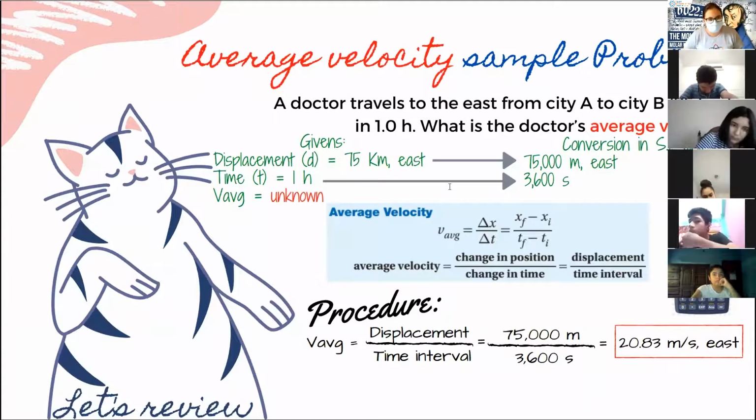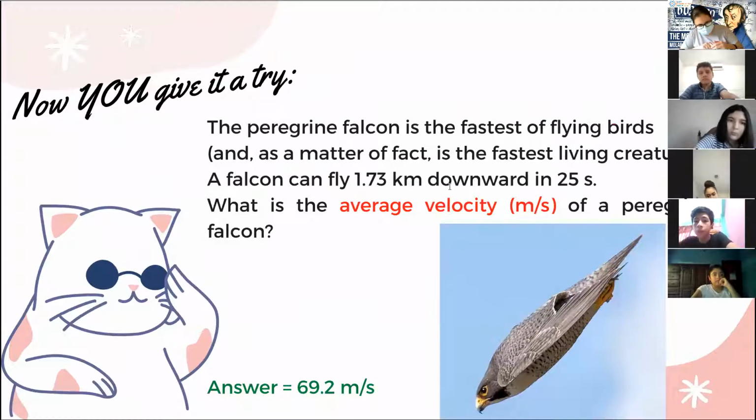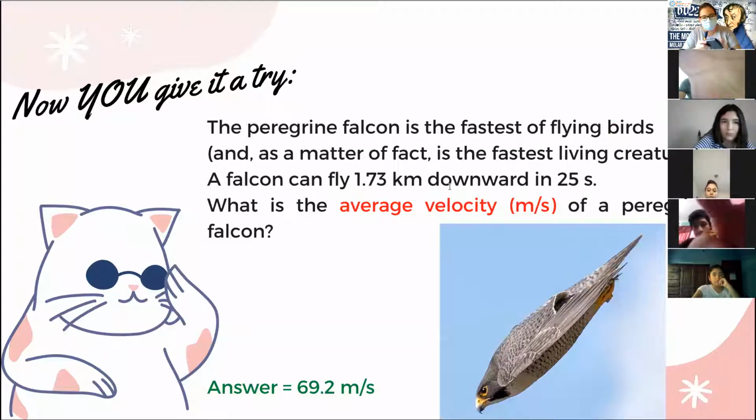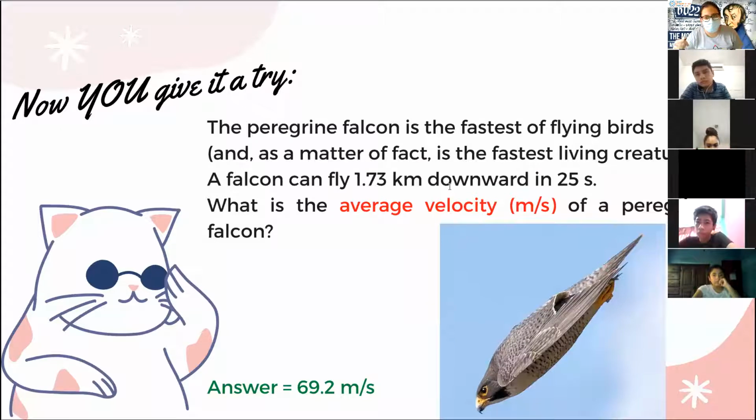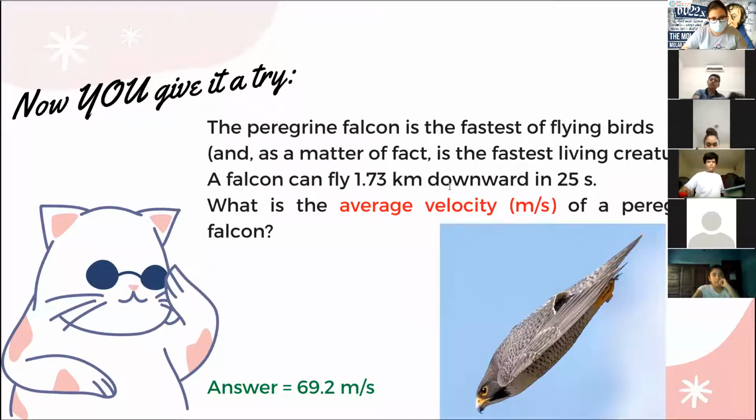Now, you give it a try. This one is for you. So get your calculator and practice. The peregrine falcon is the fastest of flying birds, and as a matter of fact, it is the fastest living creature. A falcon can fly 1.73 kilometers downward in 25 seconds. What is the average velocity in meters per second of a peregrine falcon?